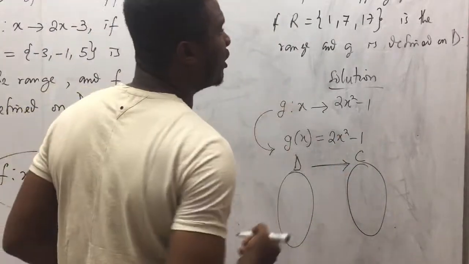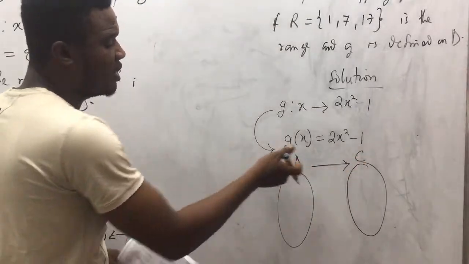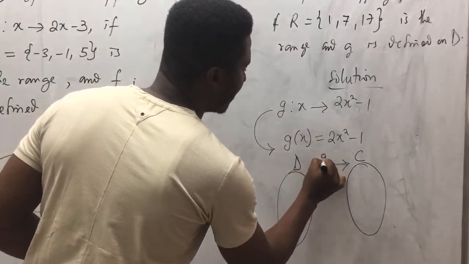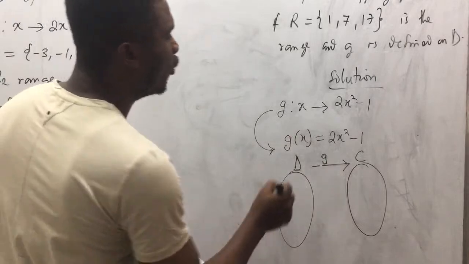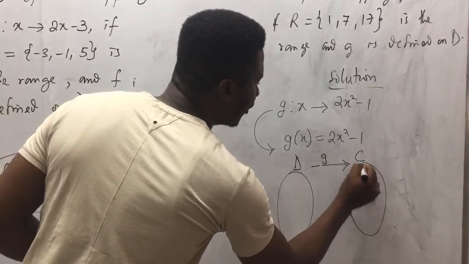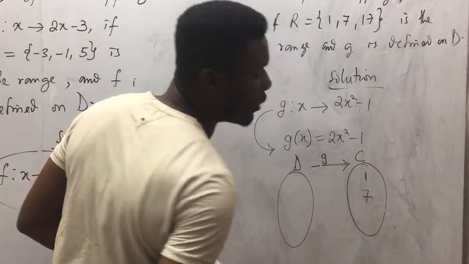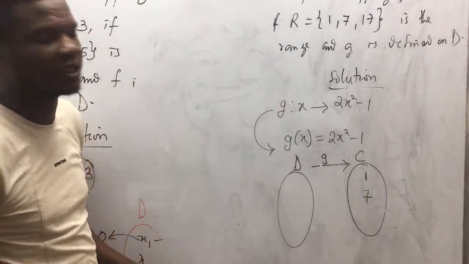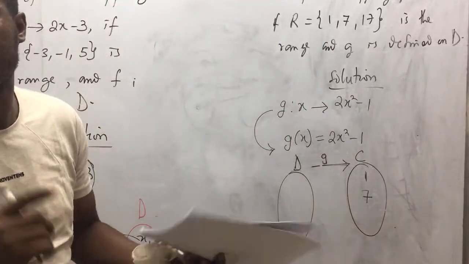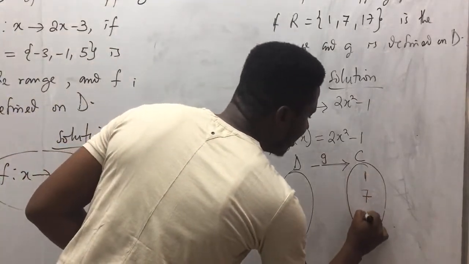Now, why am I calling it C? The range R is a subset of the codomain. So if D represents the domain, let C represent the codomain, and I'm going to put the map g in here. Now, we were told what the elements of the range are. Remember, your range is the set of all images. So if 1, 7, and 17 are members of your range, it means that 1, 7, and 17 are images. So I'm going to put 1, 7, and 17 here.